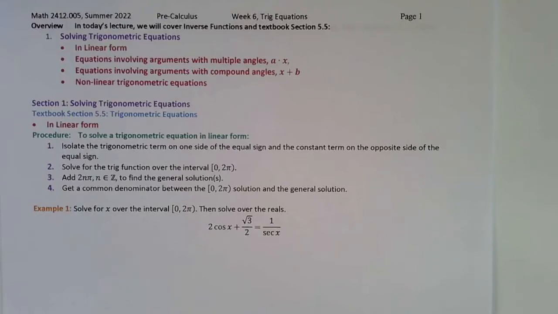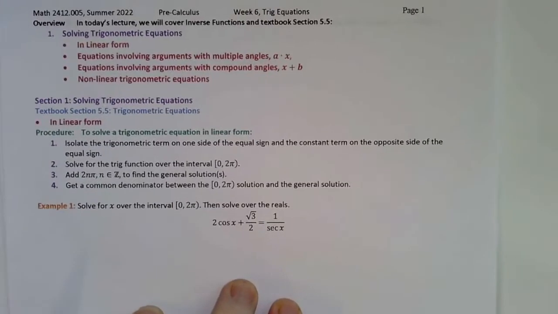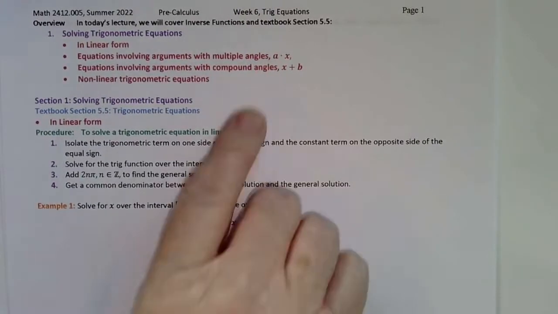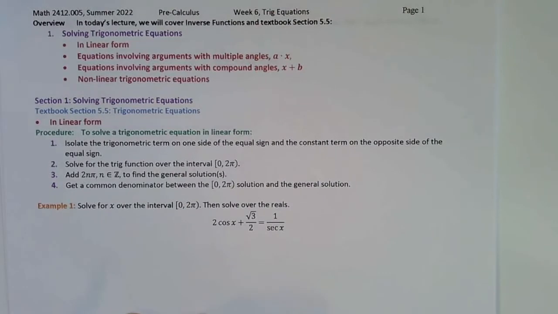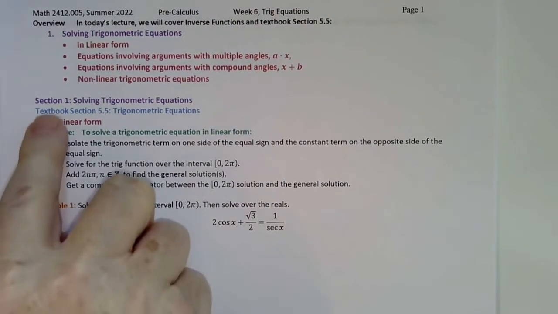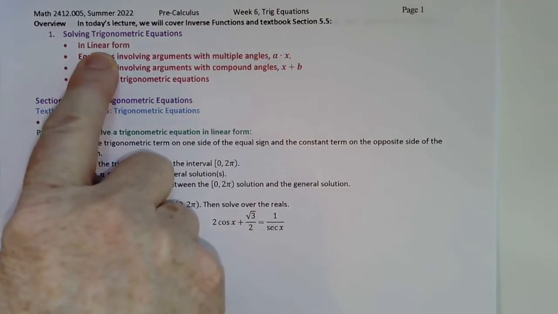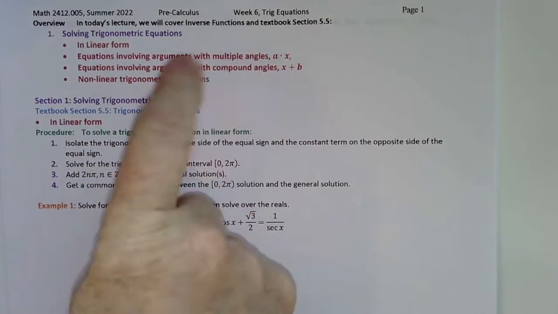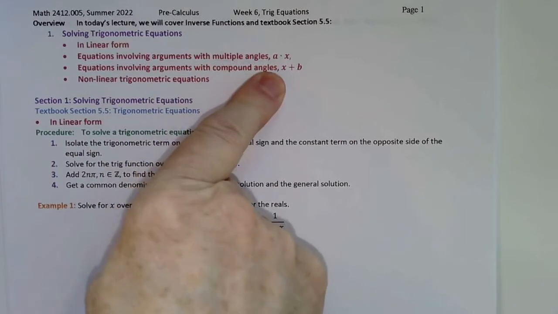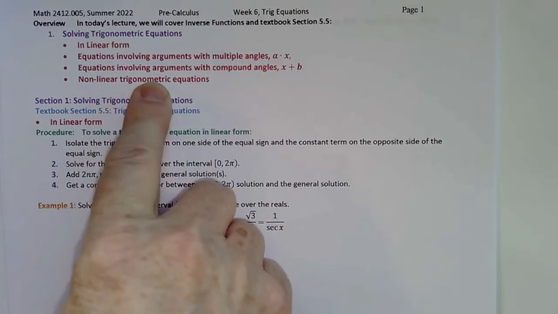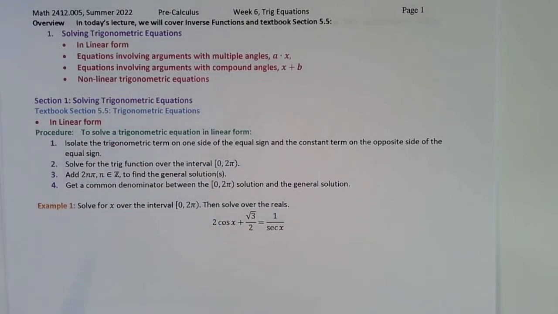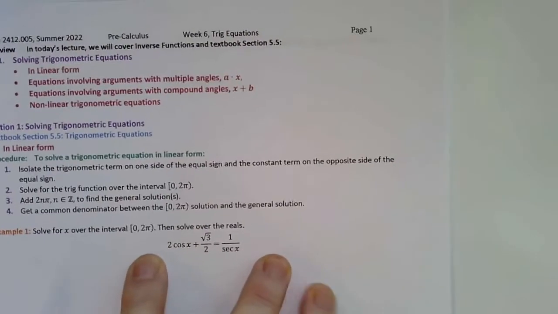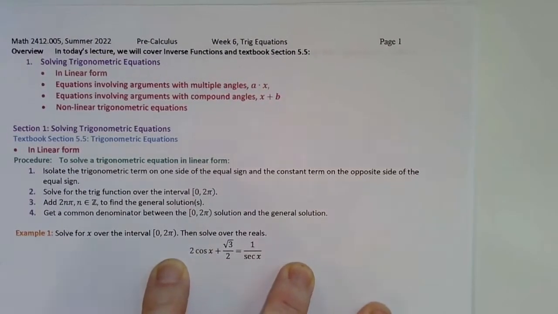Hey again, everyone. All right, let's look at solving trigonometric equations. This is textbook section 5.5, and we're going to look first at equations in linear form, and then equations involving arguments with multiple angles, arguments with compound angles, and then nonlinear trigonometric equations. So let's first just remember a little bit about linear equations.